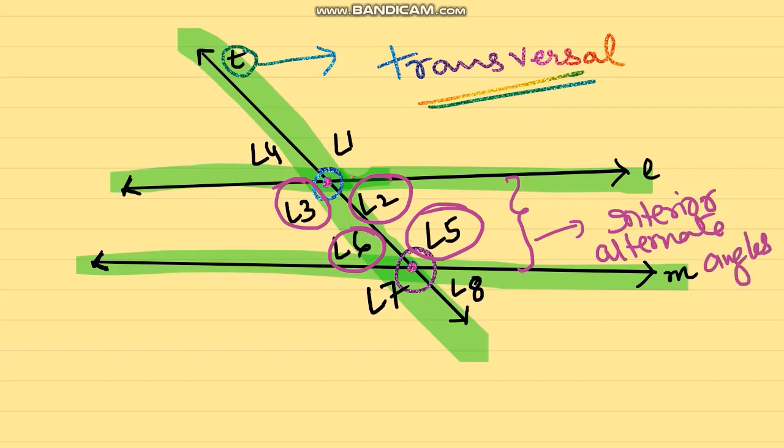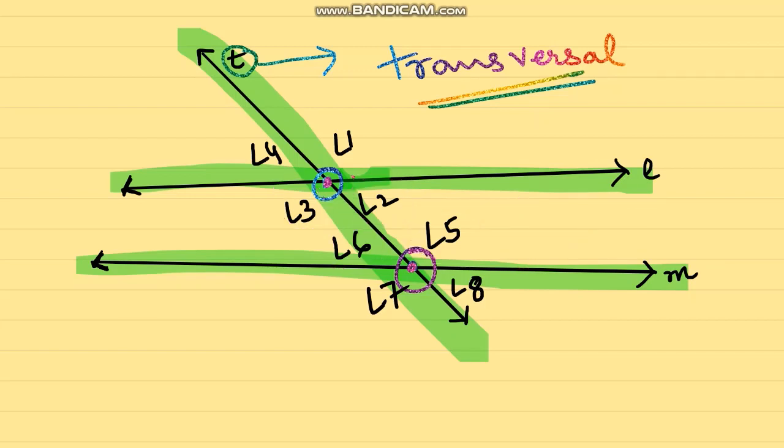Now you have exterior alternate angles also. Angle 4 and angle 8 are exterior alternate angles. Angle 7 and angle 1 form another pair of exterior alternate angles. Okay. Now, if you remember, there are two more angles you have read in this particular topic.